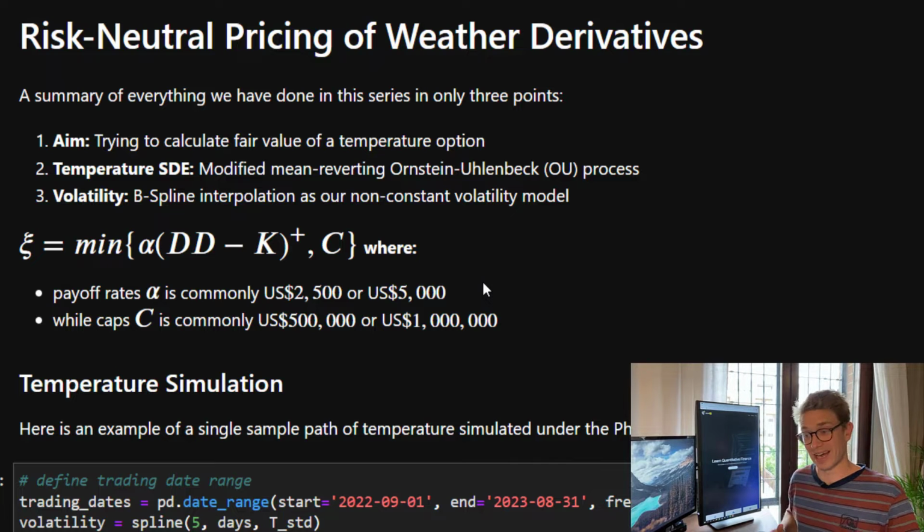This is the type of contract that we're going to be evaluating, except without the cap today. Here we're just looking at the simplistic call temperature option for our degree days, and then put options in the winter period. Now, this alpha constant is, with every tick, with every degree day in the period, the dollar value that we associate with that tick. Common values for the US are $2,500 and $5,000.